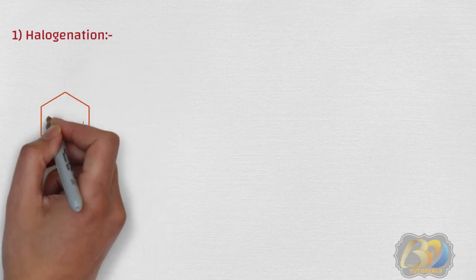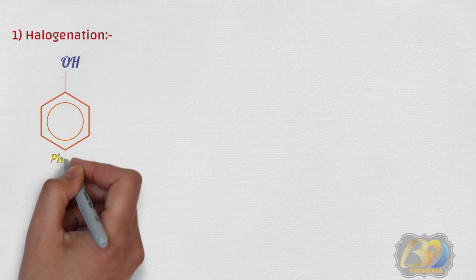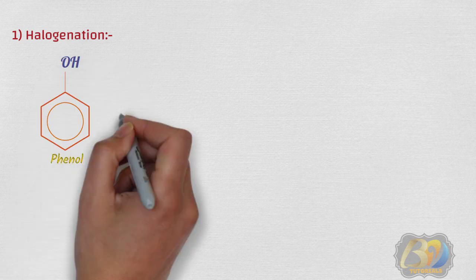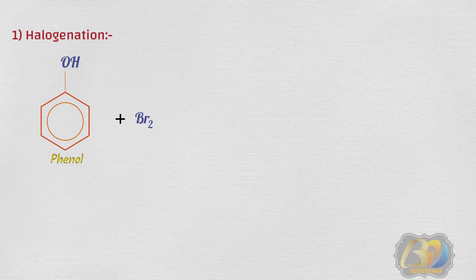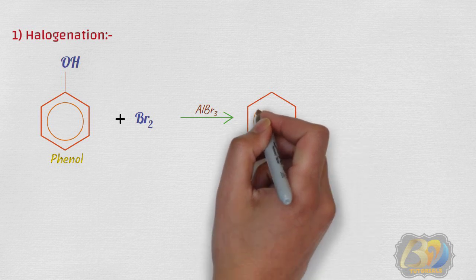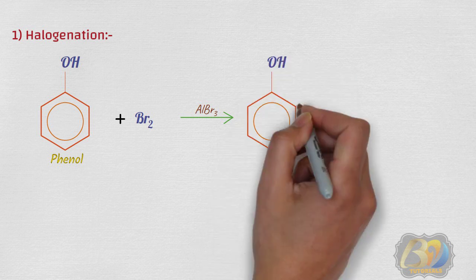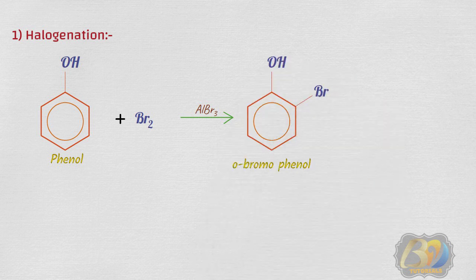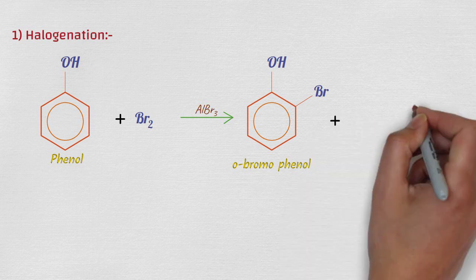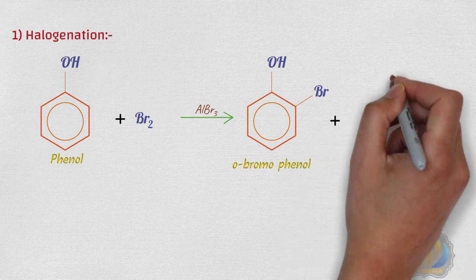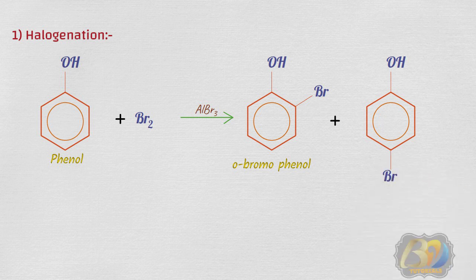The first one is the halogenation reaction. In this reaction, phenol reacts with bromine in presence of AlBr3 to form a mixture of ortho-bromophenol and para-bromophenol with the liberation of HBr molecule.